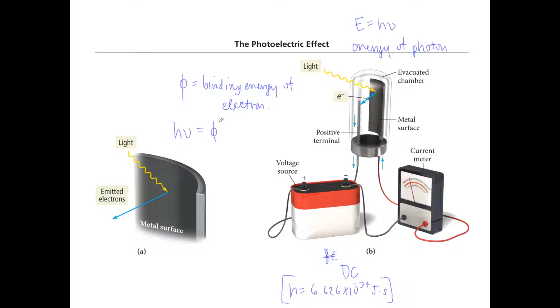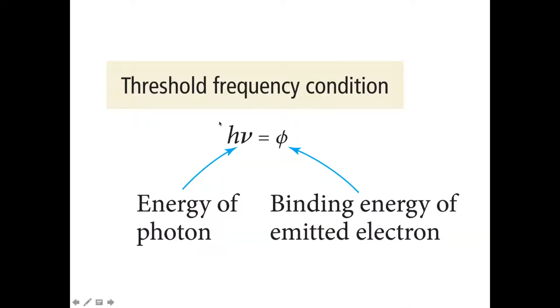Now, if it's got more than enough, then the excess is kinetic energy. So the more that it's got, the faster the electron comes off. All right, so we'll talk more about that in a minute. For now, let's look at this. The threshold frequency is h nu, that's the energy of the photon, has got to be equal to or greater than the binding energy of the emitted electron. The threshold is if they're equal. That's where it's barely got enough. It's got just enough.